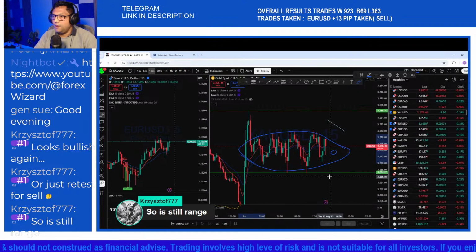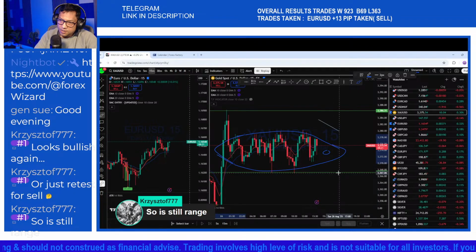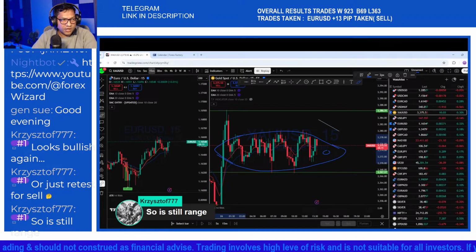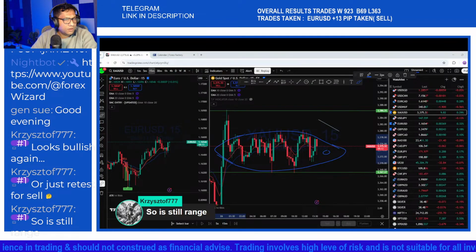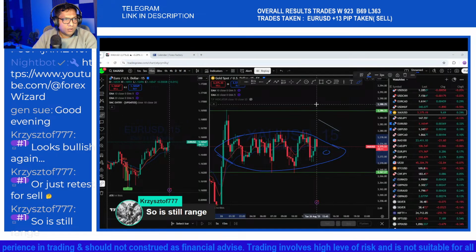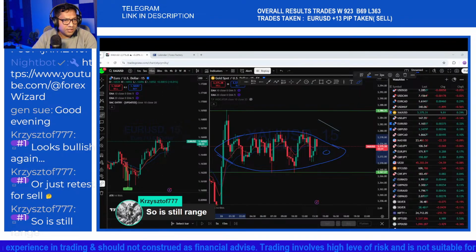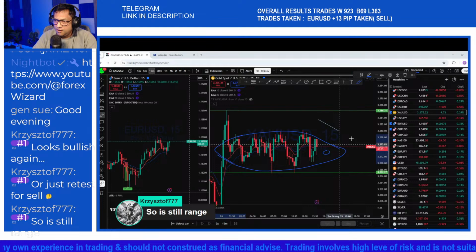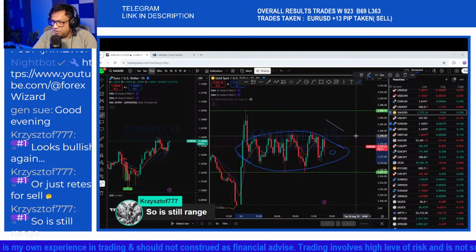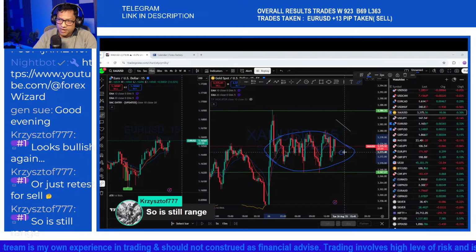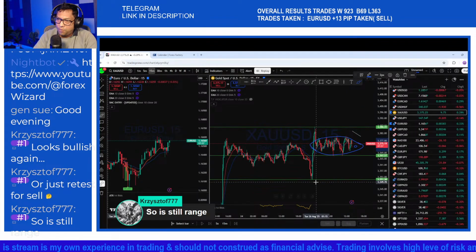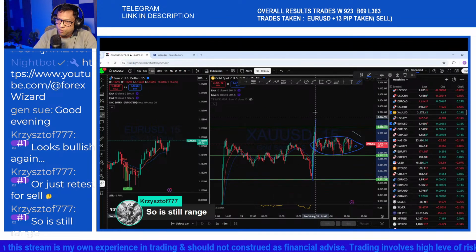Okay, now it's in a range, in other words. Because it's in a range, the only possible way we can trade this market is by waiting for the market to break from that range. And because the pole here, it's a bullish pole, right?